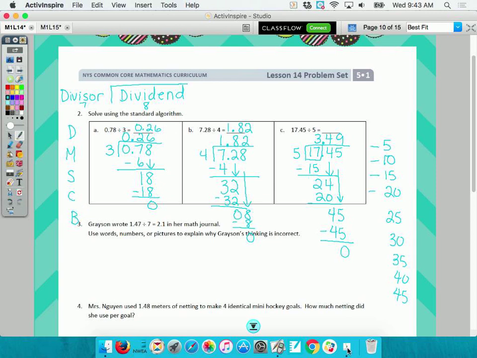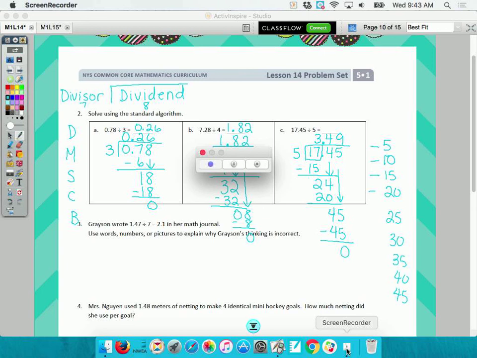What do they stand for? Divide, multiply, subtract, check, bring down. Remember that from last year?